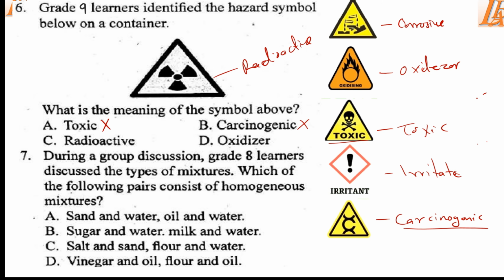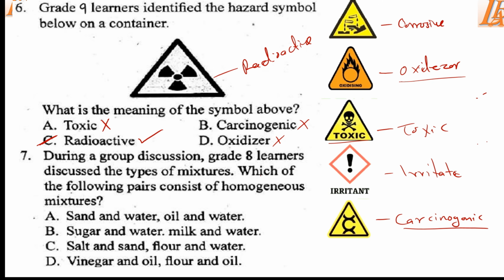C, radioactive. So we have said this one is for radioactive. That is correct. And then D is for oxidizer. Oxidizer, the symbol for oxidizer, we have it here on the right side. So this one is not for oxidizer. So the correct answer here is C, radioactive, a substance that can emit radioactive rays.